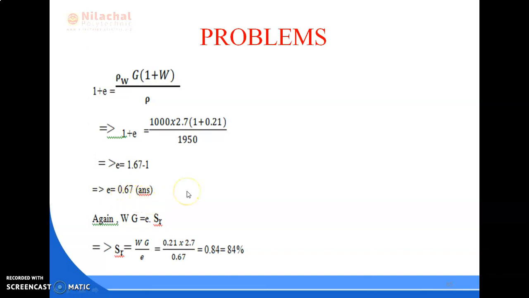This is our answer. Again we know this relation, WG equal to e into SR, so SR equal to WG by e. The W value is 0.21 into the G value 2.7 divided by 0.67. So the answer is 0.84. Degree of saturation is represented in percentage, so we multiply by 100 with it. So our answer is 84%.